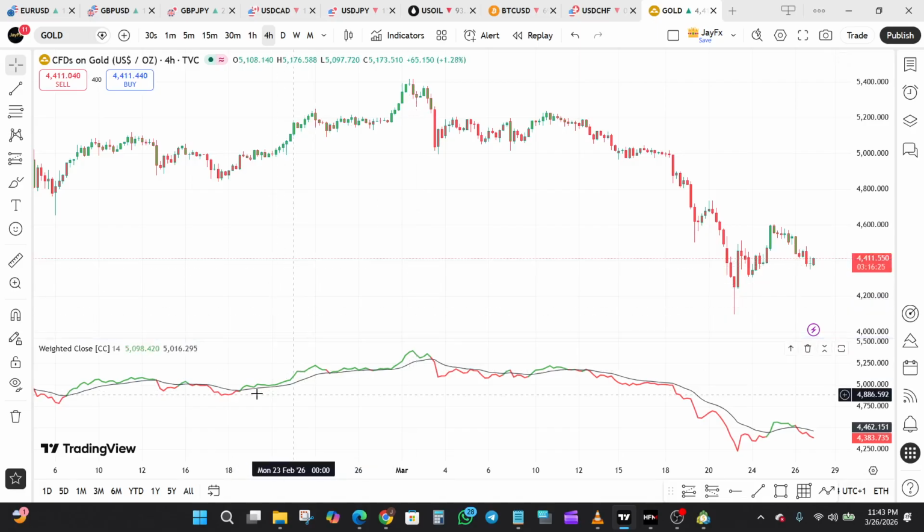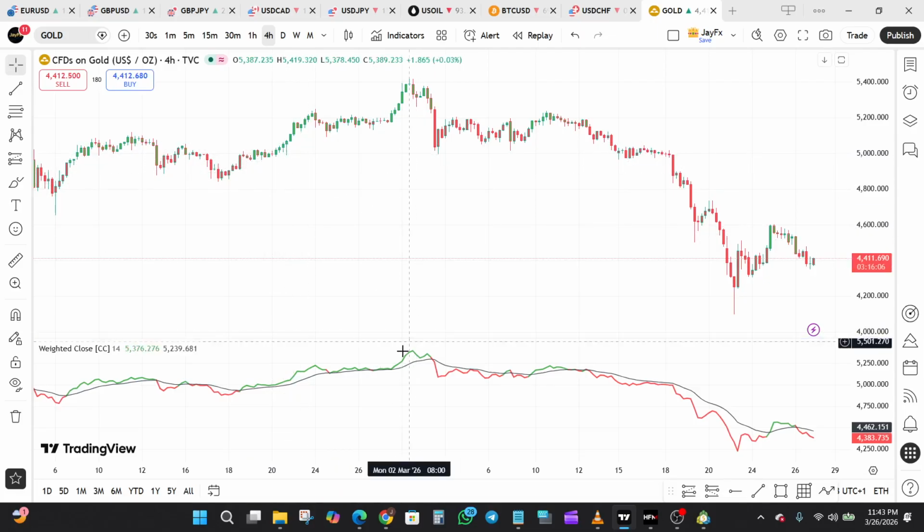When the indicator changes its color from red to green, it shows that the momentum prevailing at the time is bullish momentum. You can also see the candlestick colors changing to green at the same time, right? Showing that bullish momentum is prevailing in the market. And then you will notice that the green line is also going to be above this black line, right?